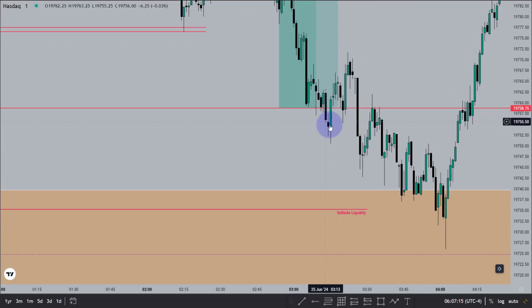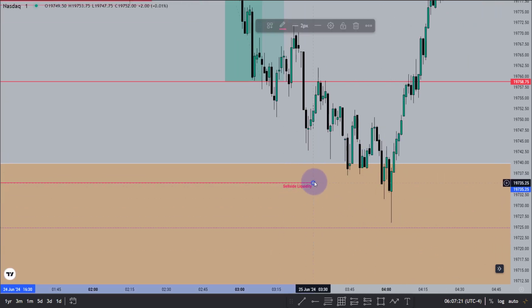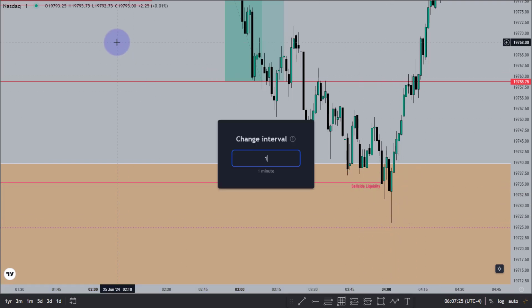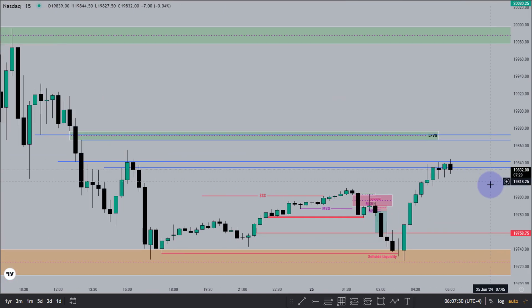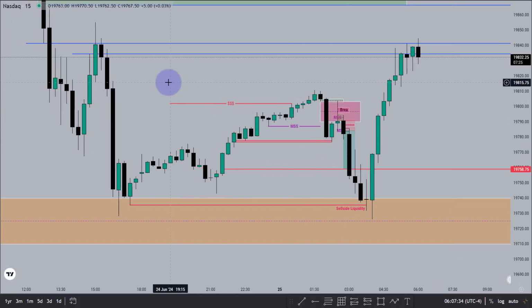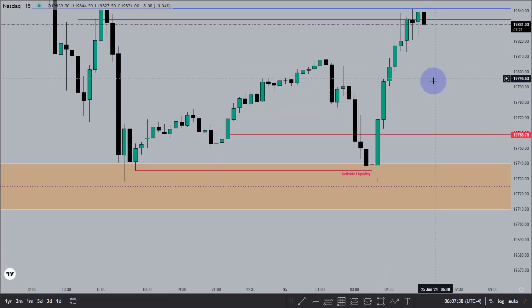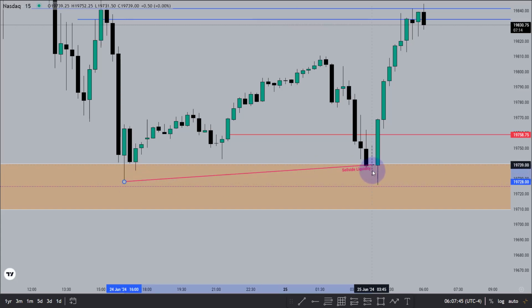Then the market took this liquidity, went higher, came lower. Okay, it reached until that area. It has taken this sell side liquidity, reached until that area. Now I'm going back to the 15 minute chart one more time, and I'm going to remove all of these things because I have already explained that, but you can mark them on your chart and you can study them. Okay, so it reached and it has taken this sell side liquidity. Remember this low and that low.